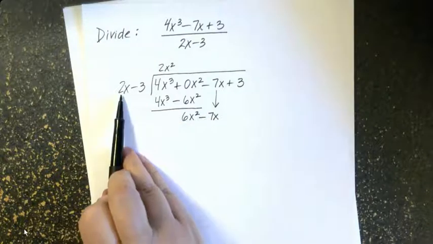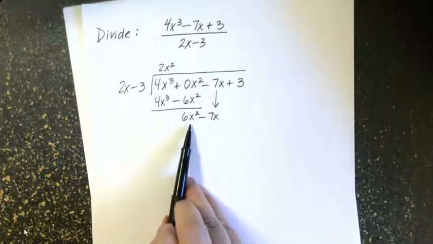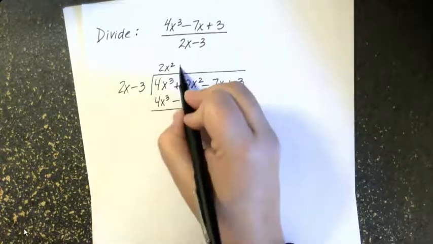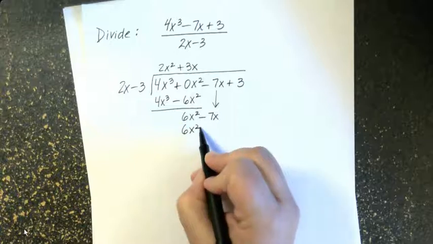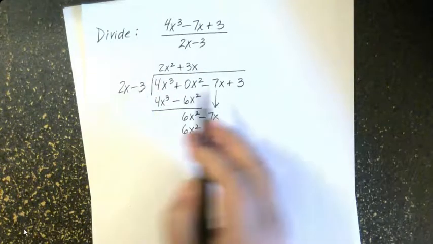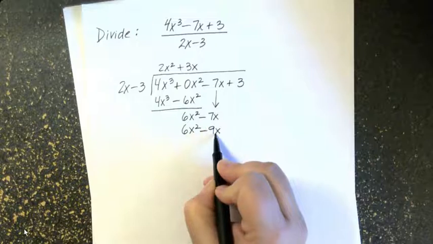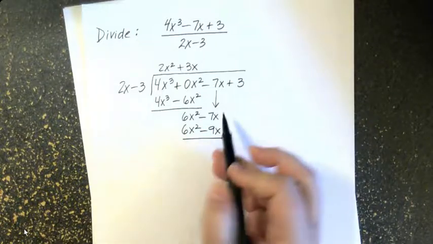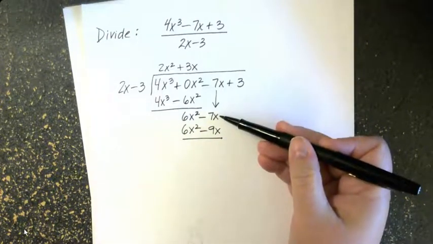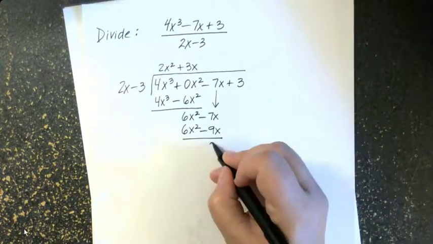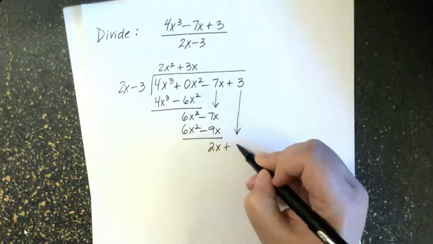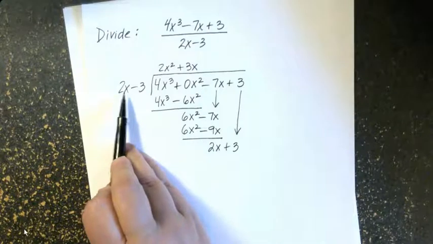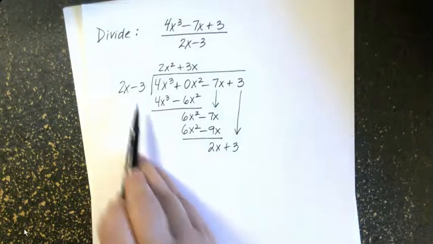Again, 2x times what makes this? Well, that's going to be 3x. 3x times 2x gives me 6x squared. 3x times negative 3 gives me negative 9x. And then I subtract. Negative 7 minus a negative 9x is negative 7 plus 9x, or 2x. Then I'm going to bring down the 3. 2x squared minus, 2x minus 3.